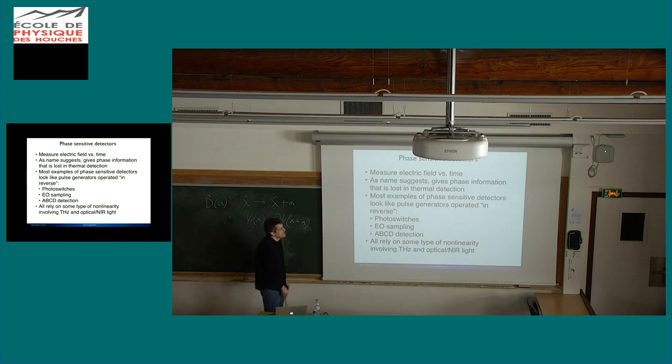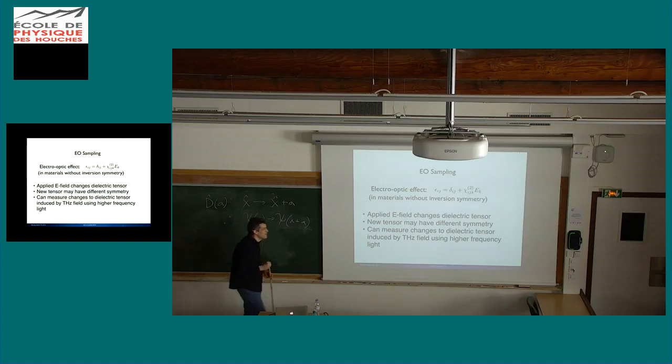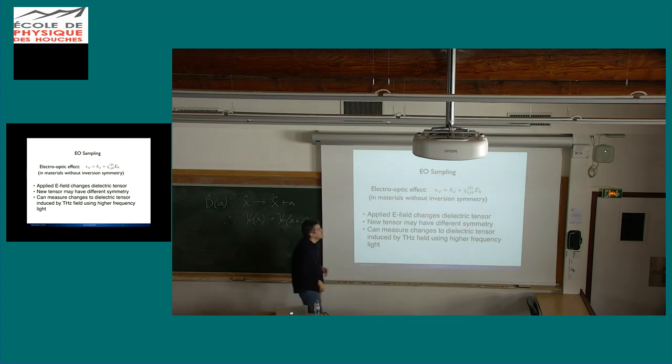You can do photo switches, which is the inverse of the photoconductive switch, used as a detector. Electro-optic sampling, which I will talk a little bit about. And then there's ABCD detection, which is a detection mechanism relying on higher order nonlinear processes in a gas. Typically, all these things rely on some kind of nonlinearity that will couple terahertz and optical or near-infrared light. I'll just breeze through EO sampling and hope that it's covered in better detail later. So the idea behind EO sampling is we're exploiting the electro-optic effect, and I've had this slide for many years, and I keep forgetting to correct that. That should be multiplied by at least something.